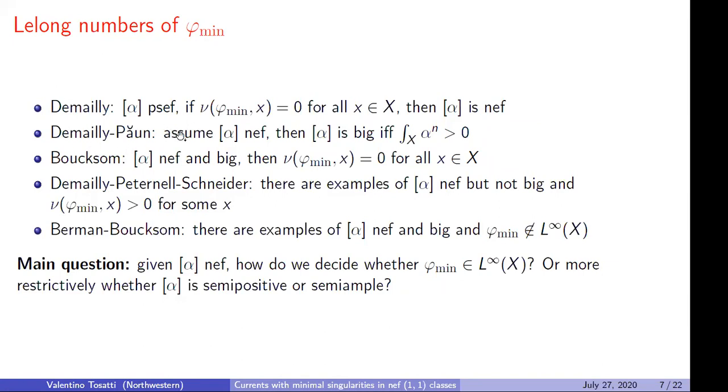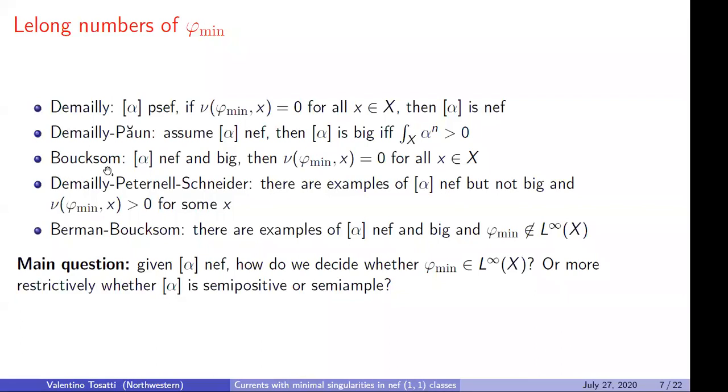Another extremely useful deep result of Demailly–Paun is that if alpha is nef, then you can decide if alpha is big simply by computing the self-intersection and looking if it's strictly positive. This is a natural generalization of asymptotic Riemann-Roch in algebraic geometry. So with this at hand, it's very easy to check bigness.